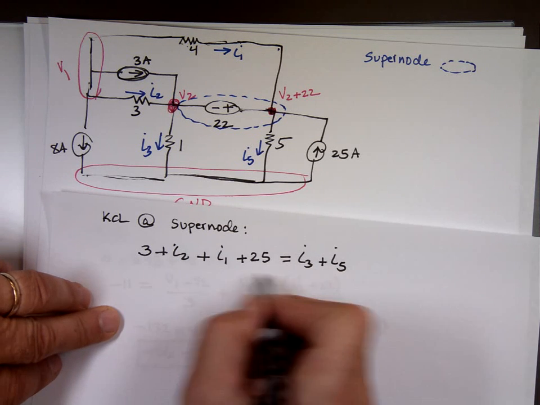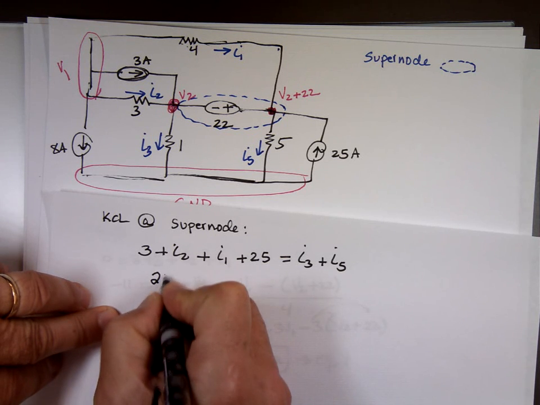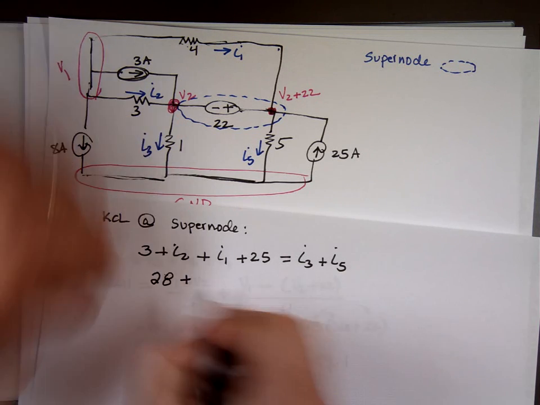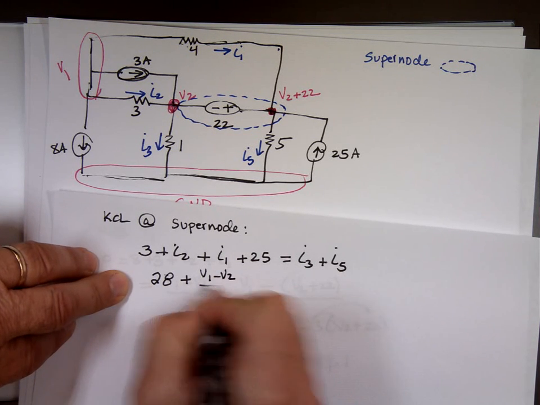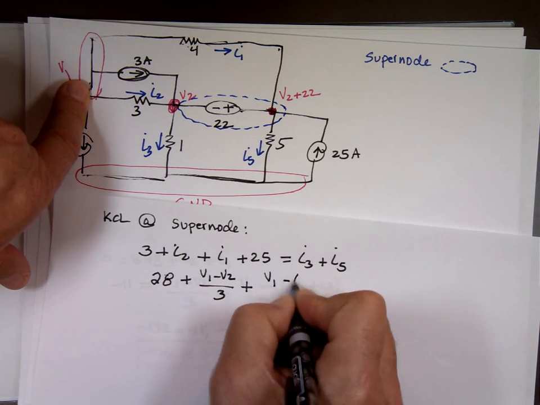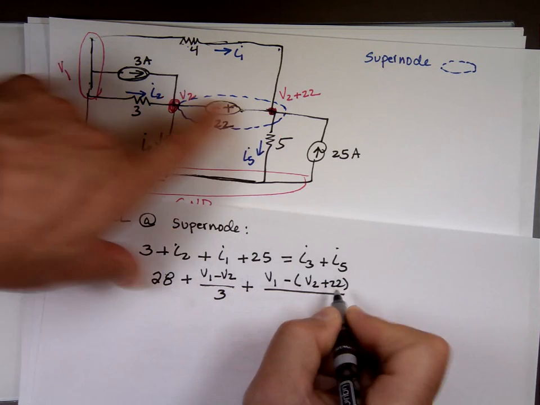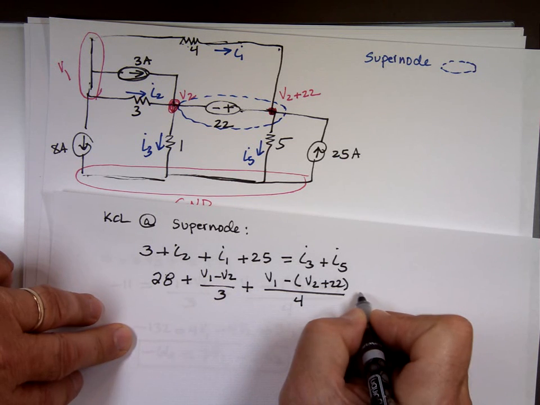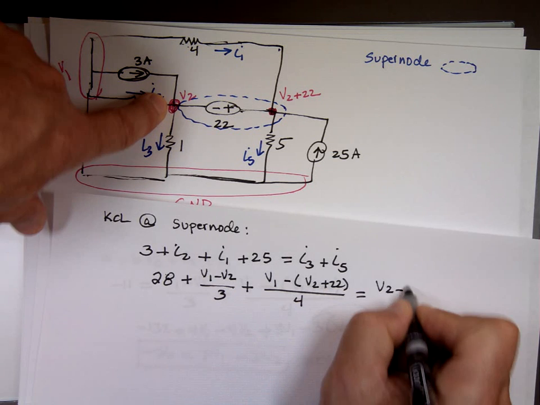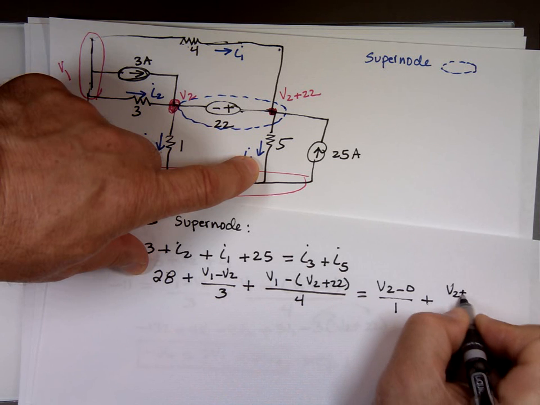25 and 3 is what? 27? I mean 28. Plus I sub 2. What is I sub 2? V1 minus V2 divided by 3. Plus I sub 1: V1 minus this end, which is V2 plus 22, over the 4. What's I sub 3? V2 minus nothing over 1. What's I sub 5? V2 plus 22 minus nothing over 5.